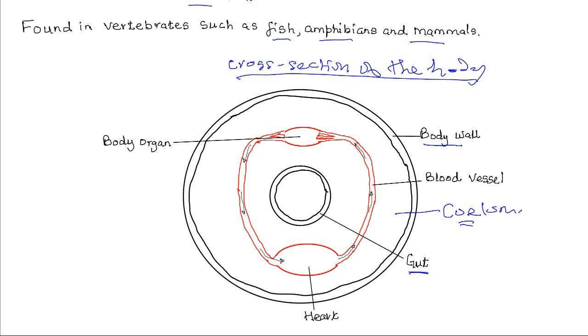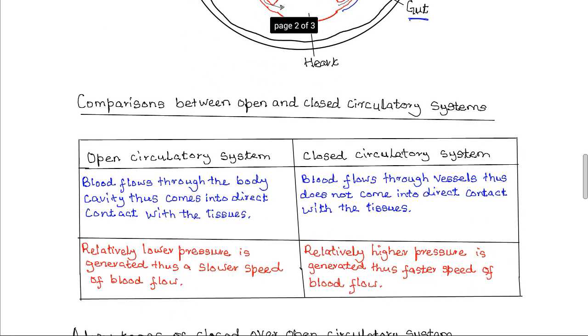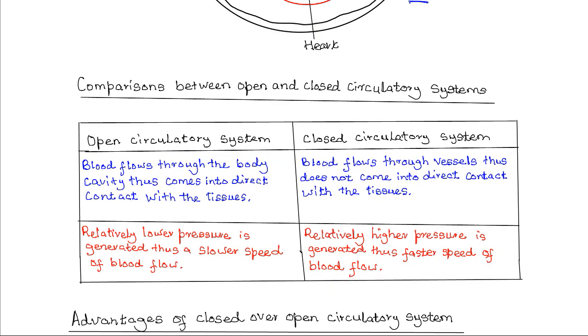But the organs are served directly by blood vessels. So from the heart, the blood is pumped and is conveyed to the different organs through blood vessels. Then from the various organs, the blood is again conveyed by vessels back to the heart. So that is a closed circulatory system. Now we can look at the differences between the open and closed circulatory system.